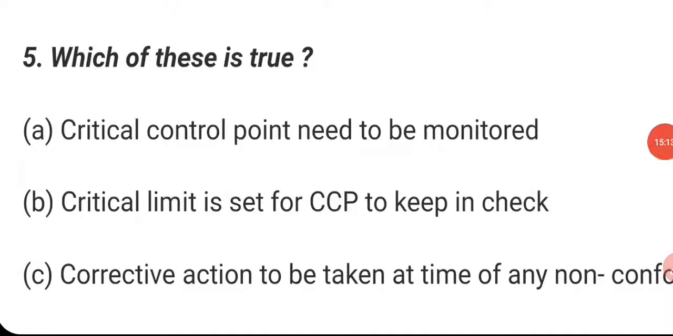Then which of these is true? Critical control points need to be monitored. Correct. A critical limit is set for a CCP to keep it in check.